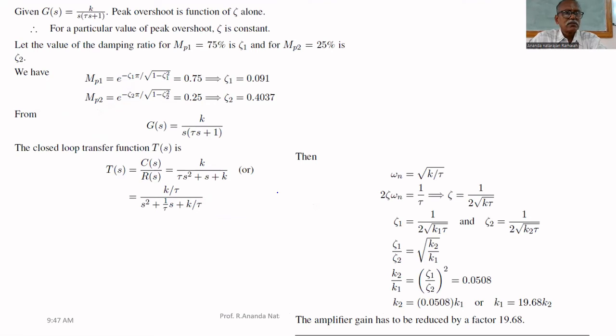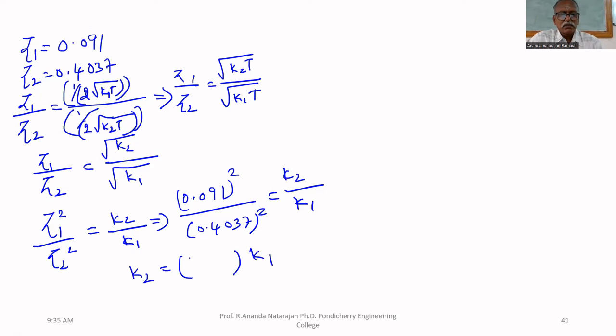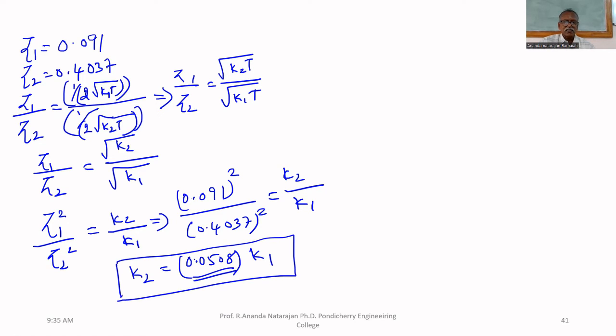0.0508. 0.0508 times K1. Suppose K1 is 1, it means the present gain should be reduced to 0.0508. So we have to reduce by this factor. This is the answer. We have to reduce the gain by this factor. This is a very, very important sum. We are understanding many things from this sum.